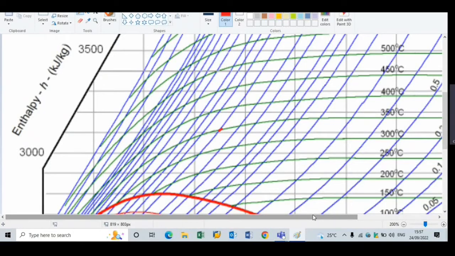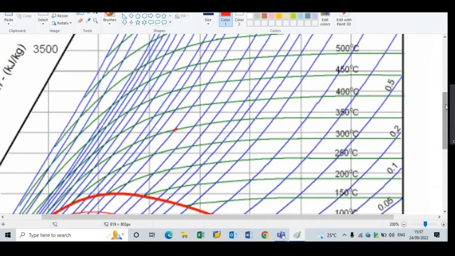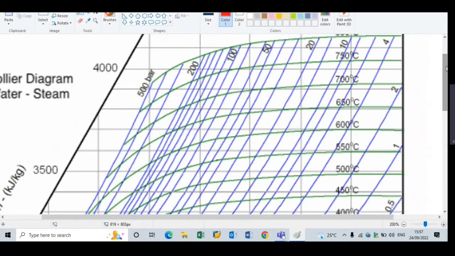Now we first have to observe where the pressure of 30 bar is. If we observe these inclined lines, 4, 10, 20, these are the pressure lines. Here 500 bar is the last line given. In between 20 and 50 there are two lines. This line is for 30 bar and the next line is for 40 bar.